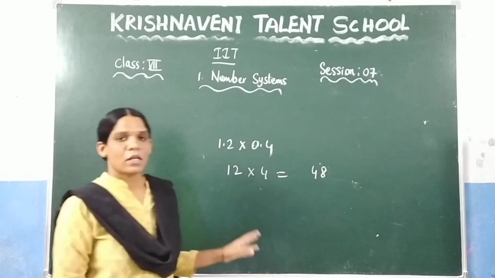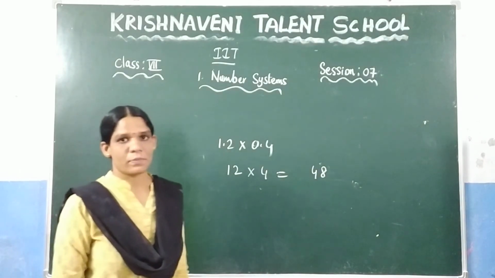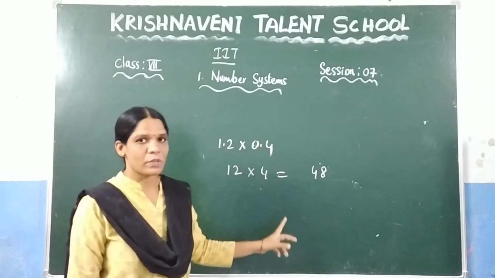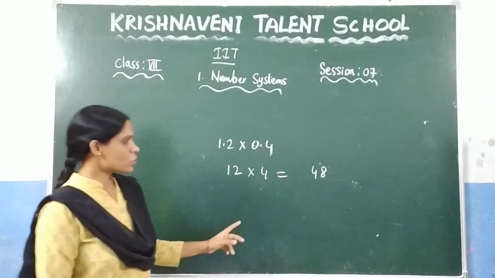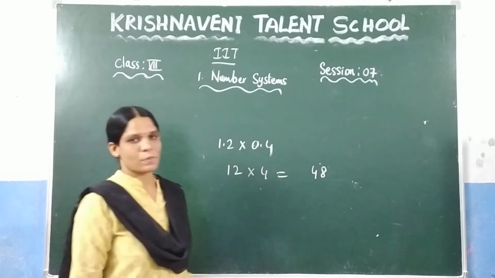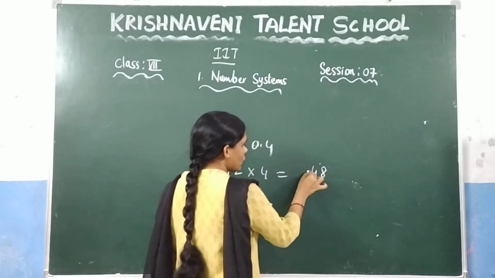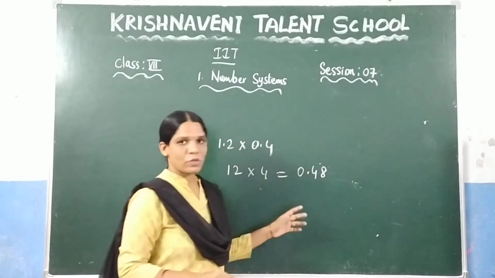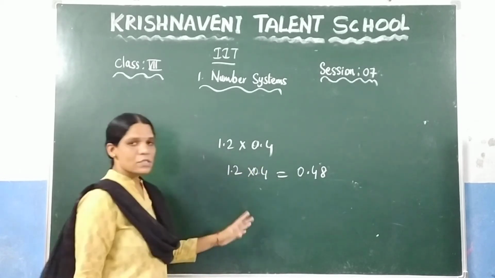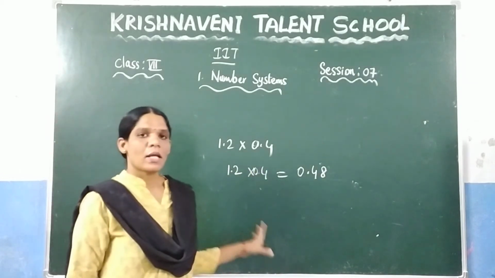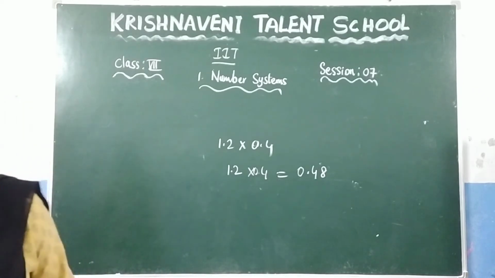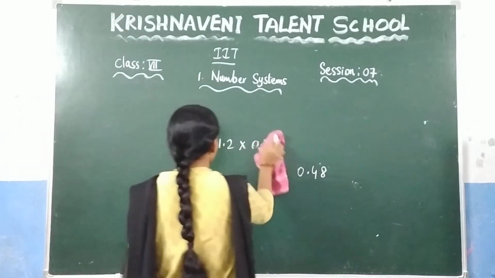And after that, count after the decimal point how many numbers are there. Here after the decimal point one number is there, here one more number is there. Total 2 numbers are there. So starting from the right, count 2 numbers and keep the decimal point before them. So here 1, 2, keep the decimal point so that you get the answer, which is 1.2 into 0.4 as 0.48. Like that you can multiply if you have been given 2 decimal numbers. Let us see one more example.